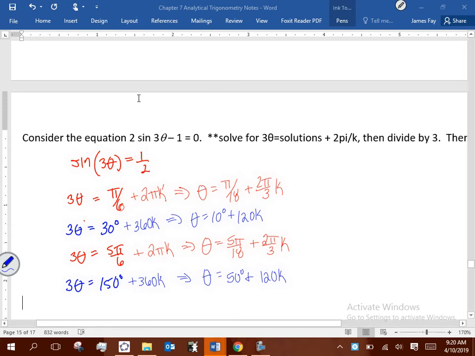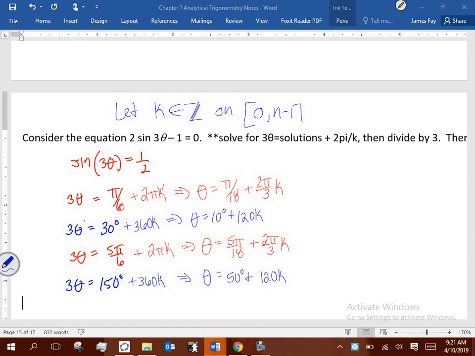Basically, what we do is let k be an element of the integers on the interval 0 to n minus 1, where n is the coefficient of your argument. That kind of makes sense?